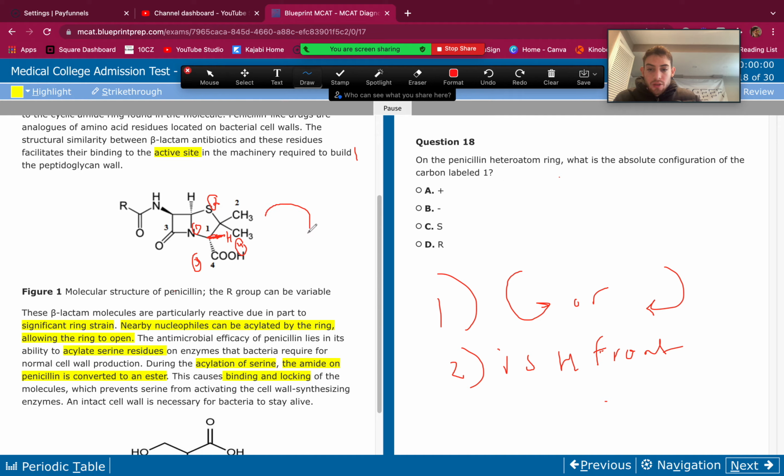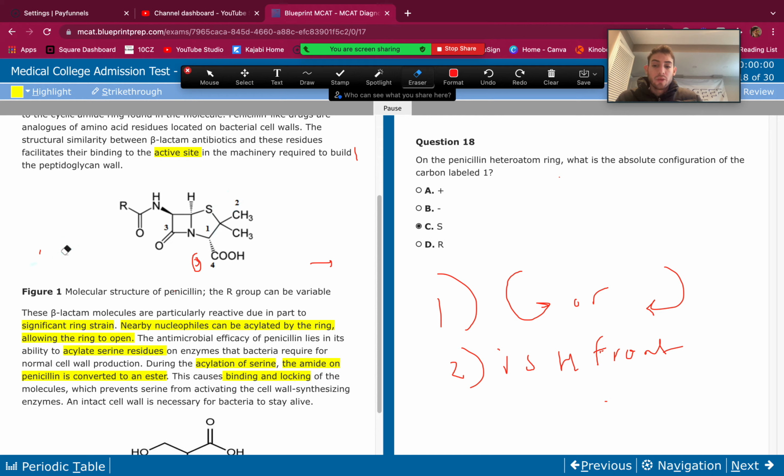So 1, 2, 3. All right, this is clockwise or counterclockwise? This is clockwise. Clockwise is R. Is hydrogen in front? The hydrogen is in front. So what does that mean? If it's in front, you have to flip the R to the S. If it was dashed, then you wouldn't have to flip the R to the S. Okay, so since the hydrogen is in the front, we're going to flip the R to the S. Answer is C.